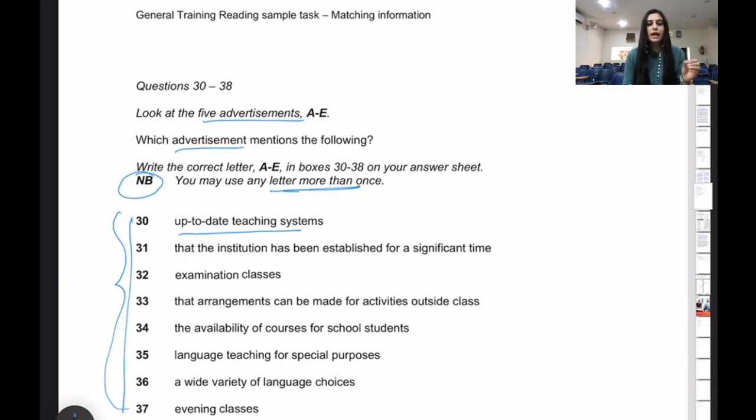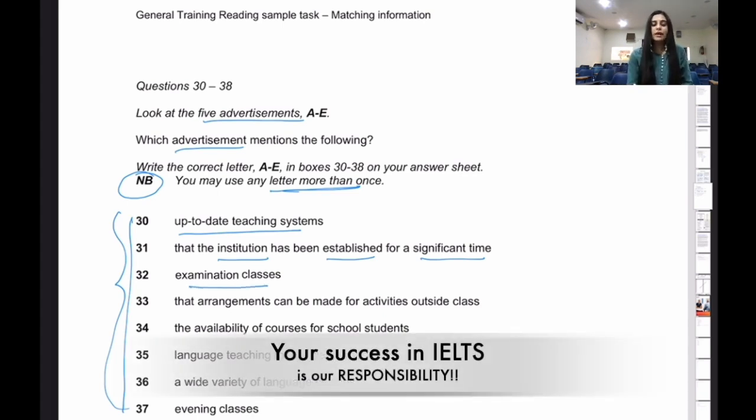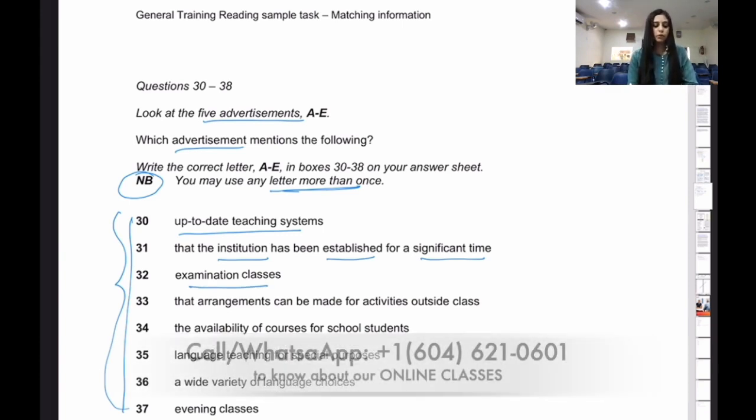That the institution has been established for a significant time. So the institution that we find in the ad has been established for a significant period of time. It could be a decade, 10 years, 15 years, it could be any number, but it should be a long period of time. So we'll have to look for that particular ad wherein the institution was established a long time ago. Examination classes, any ad that is talking about examination classes would be marked here, okay.